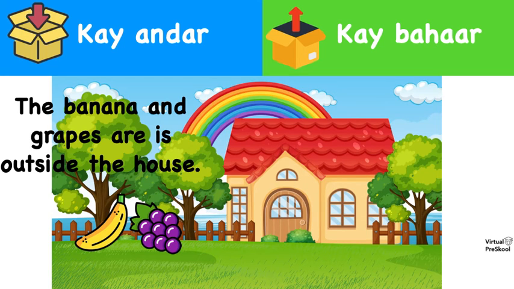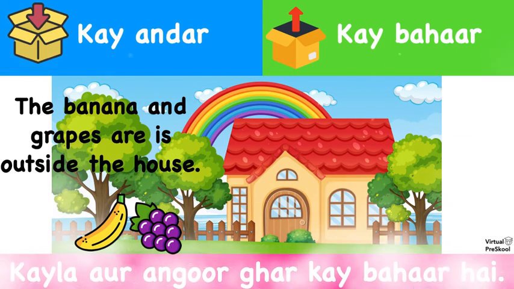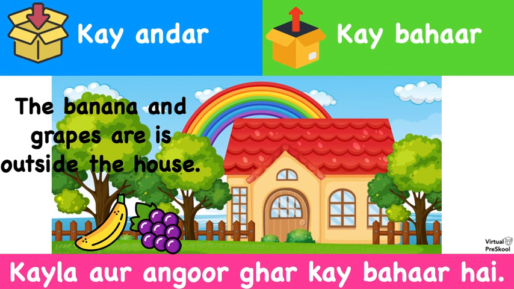The banana and grapes are outside. So do we need a ke andar or ke bahar? We need a ke bahar. And let's change your sentence a little bit. The banana and grapes are outside the house. So what would this sentence be? You know you need a ke bahar. You know how to say banana and grapes. And home or house, I've taught you before, is ghar. So let's take a look. केला और अंगूर घर के बाहर हैं.